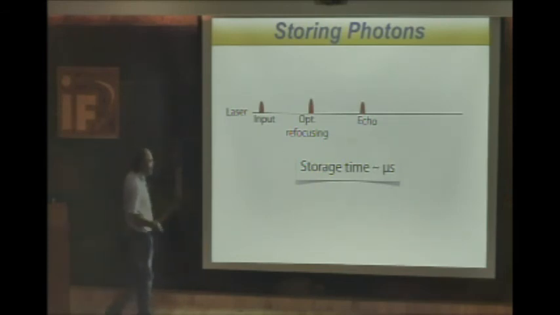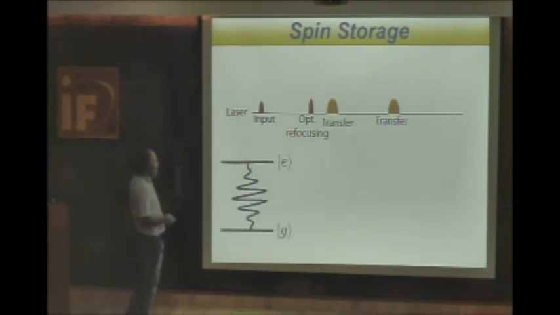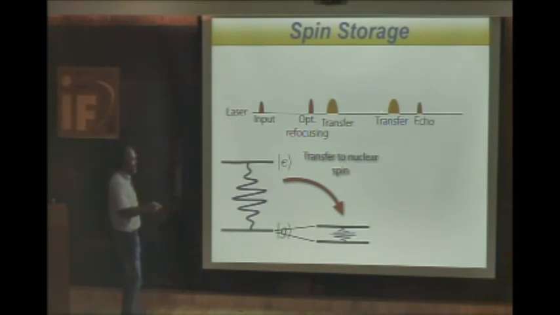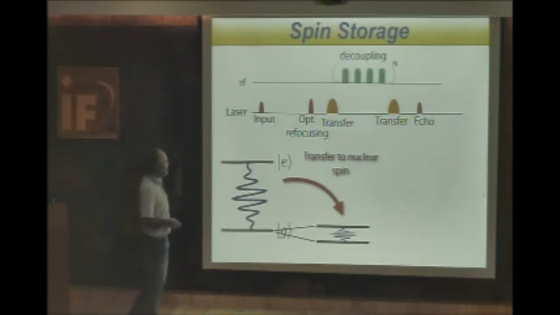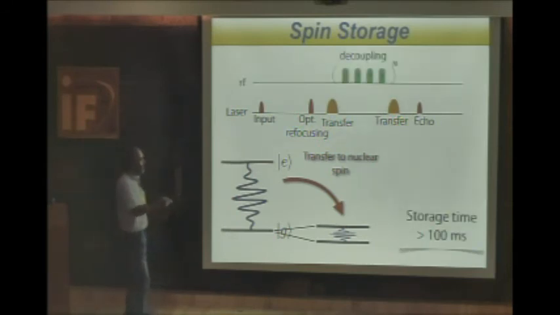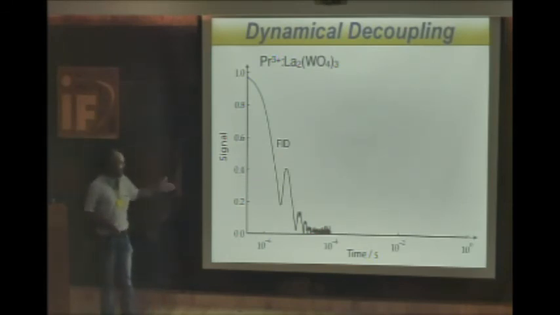And then you transfer this. That's the experiment I showed you with a single refocusing pulse on the electronic transition. And then you can transfer it by using additional laser pulses into the spin storage, and you reach storage times of the order of 100 microseconds. Then you can apply further protection schemes on the nuclear spin like dynamical decoupling, and you get in the region of milliseconds. This is just a summary of the results here. This is the free induction decay in the electronic transition.